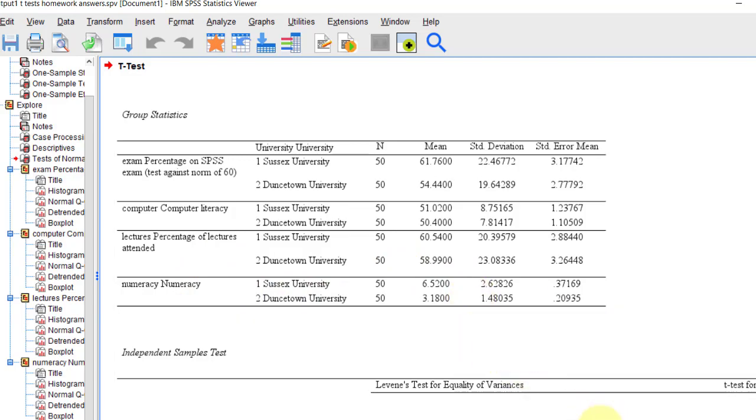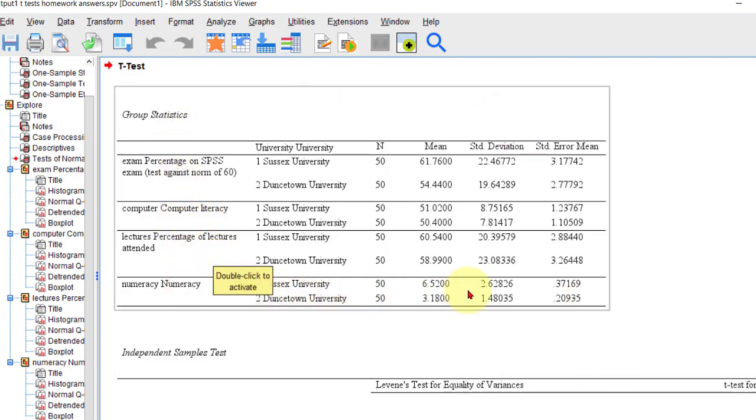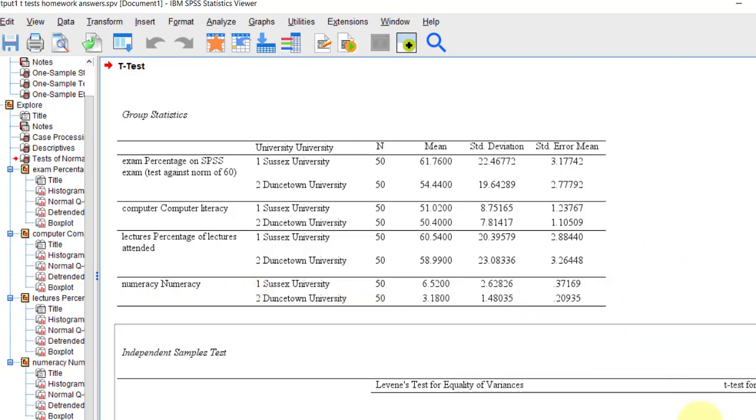And that's it. But remember, an independent t-test has 3 assumptions. One is normality. And we already know that the only one normal here is lectures. So numeracy violated the assumption of normality, and it violated the assumption of homogeneity of variance. The third one is independence of observation. There's no way to check that assumption. We just assume it's true. But in the real world, you would not run the independent t-test for numeracy because it violated 2 very important assumptions. So that's it.